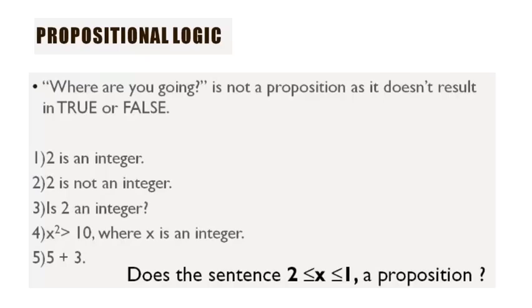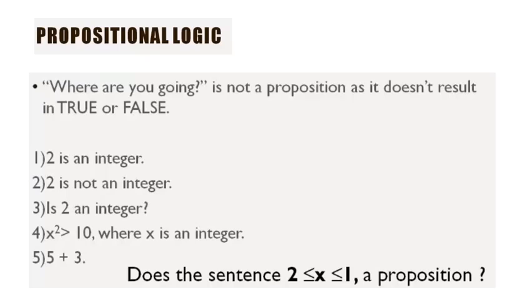Now the next is "x to the power 2 is greater than 10, where x is an integer." This is not a proposition as we do not know the value of x. Depending upon the value of x, the result may be true or false. But as long as we don't know the value of x, we say it is not a proposition. The next, "5 plus 3," is just an expression, not a proposition.